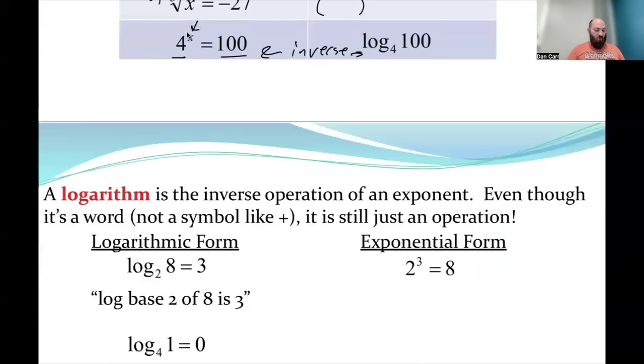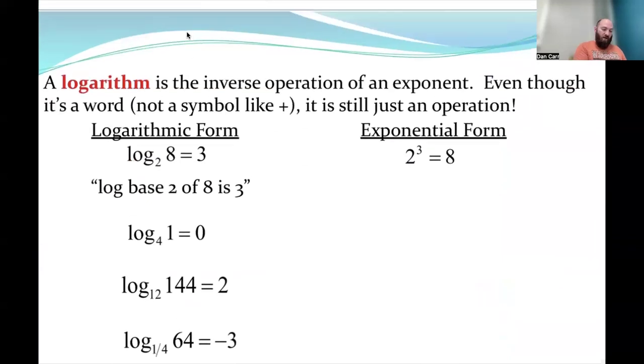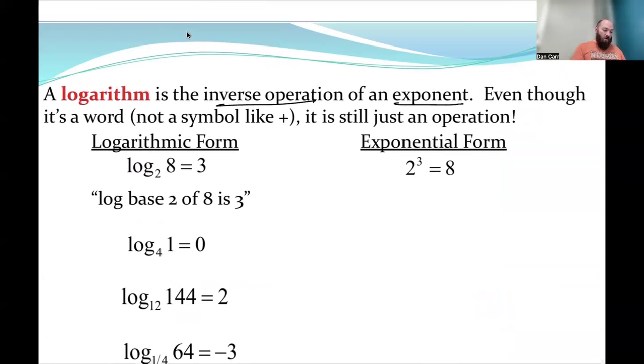So let's look at this one right here. A logarithm is the inverse operation of an exponent. So even though it's just a word, not a symbol like addition or subtraction, it's actually still an operation. When you're taking the logarithm of something, you are doing an operation. And that's why if you plug something like this into your calculator, you'll get a number.